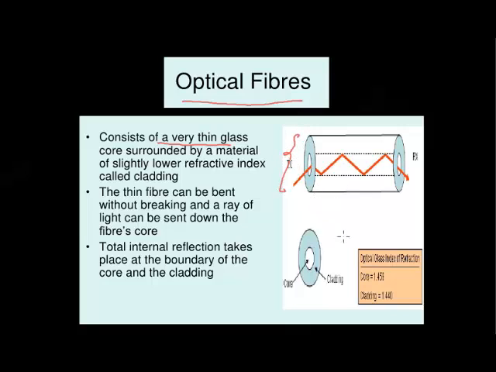There are two regions. The inner region is known as core and the outer region is known as cladding. We can consider them as two hollow pipes, one inserted inside the other one. So the inner one is called core and the outer one is cladding.